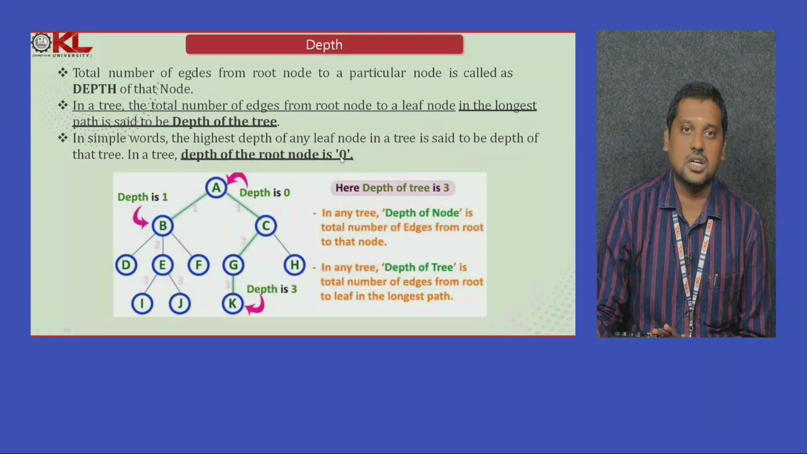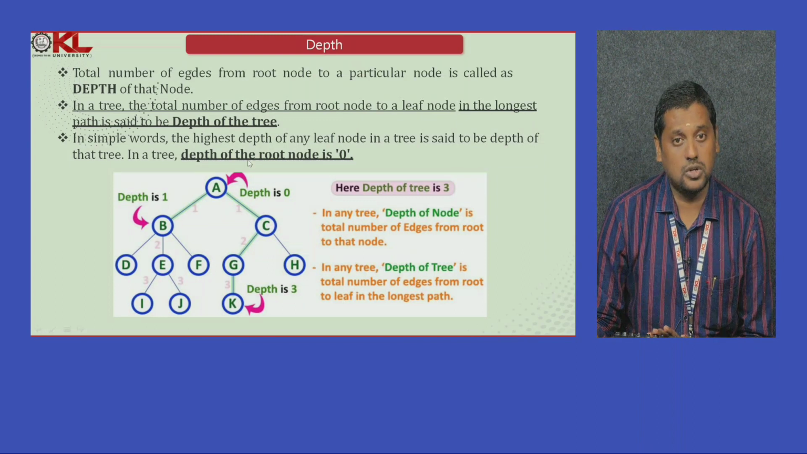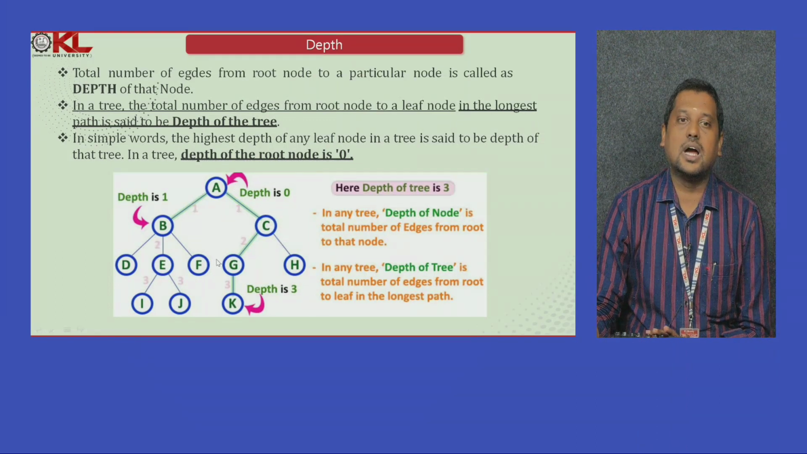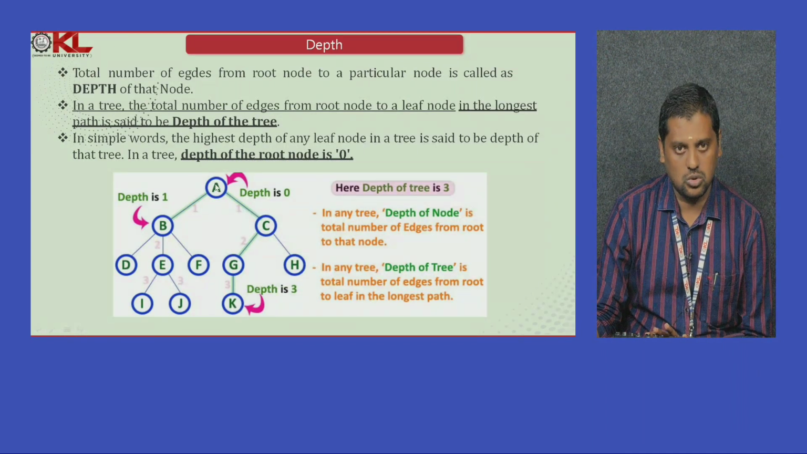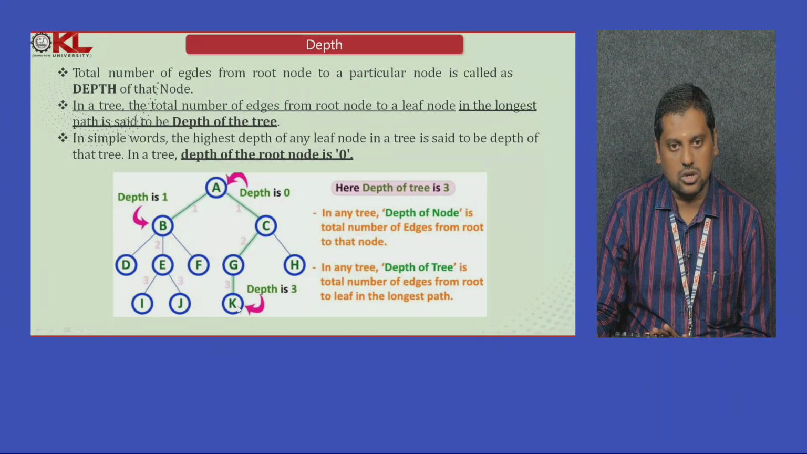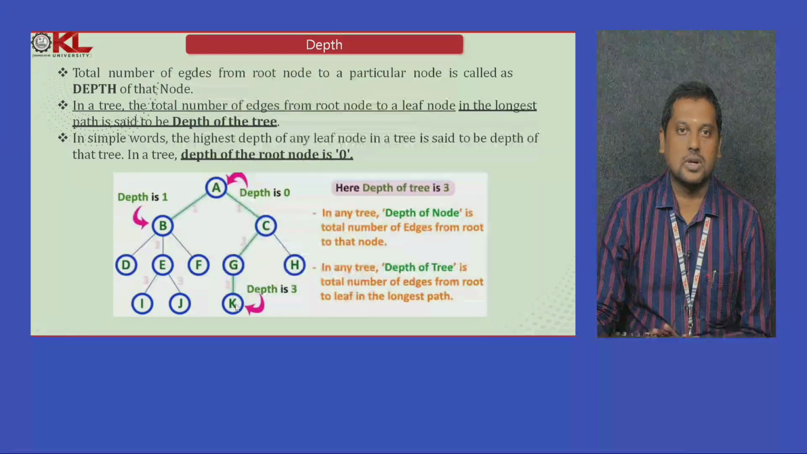Why? Because we calculate the depth only from the root node, so every time the depth of the root node is 0. Now I need to calculate the depth of a particular node value k here. Starting from the root node, we calculate the depth till the node k in the longest path. So from a to c, from c to g, and g to k. So totally 3 edges are there. So here the depth is 3.